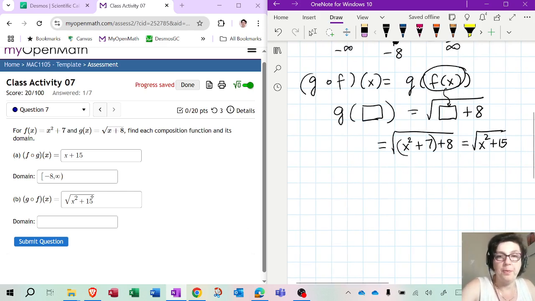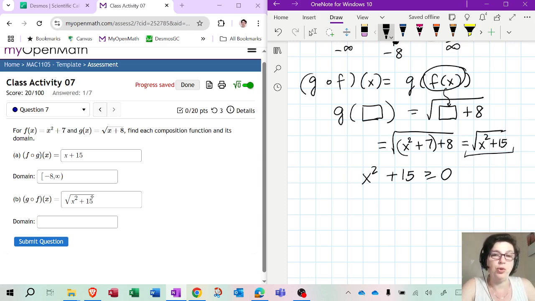Now, what about the composition? Okay, so now we do have a square root there, right? So you might be wondering, well, there is a square root, so we want to make sure that whatever is under the root is greater than or equal to 0. And here you could try to solve this, like you would say, okay, x squared is greater than or equal to negative 15. The thing is, because x is squared, it's going to be a positive answer or 0. And positive answer or 0 is always greater than negative numbers. So this is going to be true for all real numbers.